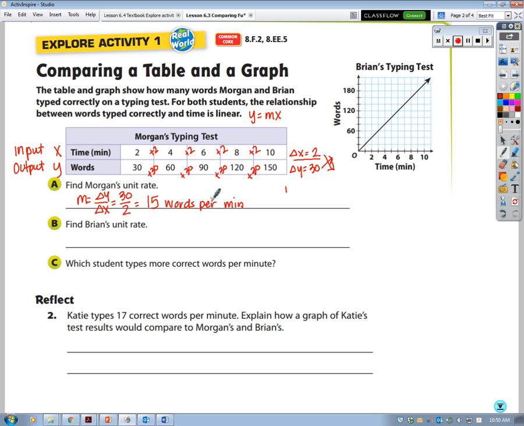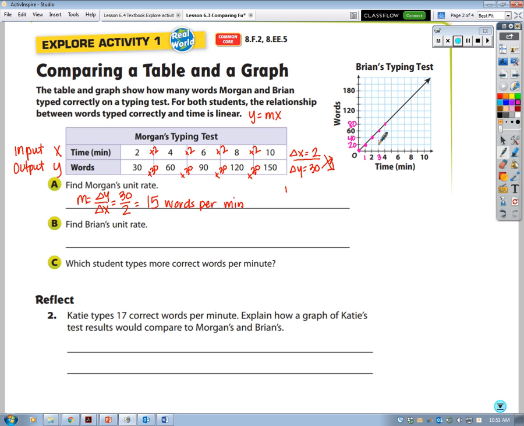Now we're going to find Brian's unit rate. So let's take a look at our graph here. So it starts at 0, and then I'm just going to travel along and find nice, clear intersection points. So here is 2 and looks like 40, 3, and 60, 4 and 80. So, and then if I look here at 1, that's always going to tell me my unit rate on a graph. So at 1 minute, I've got 20 words.